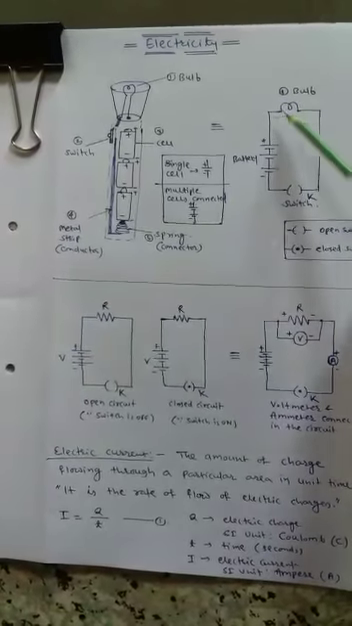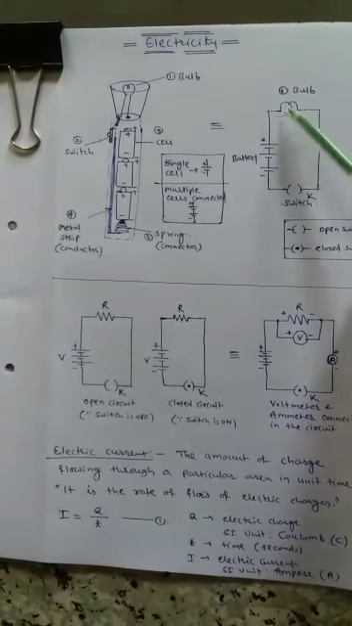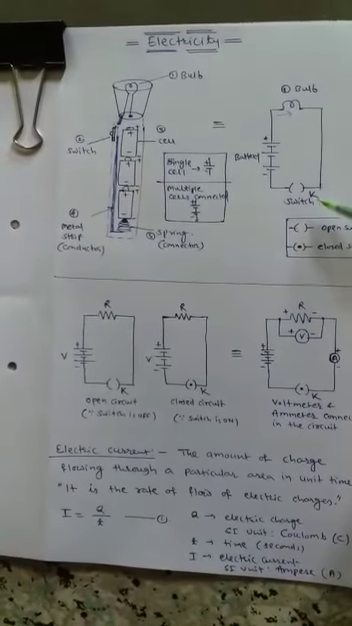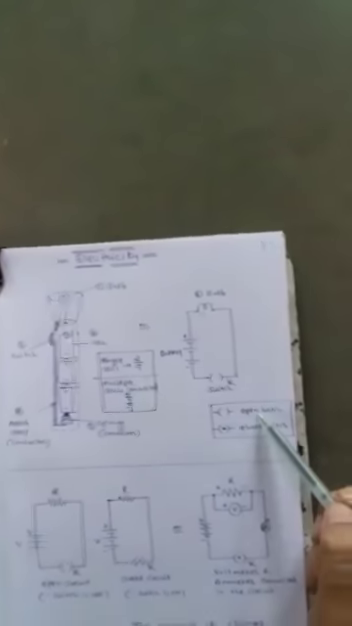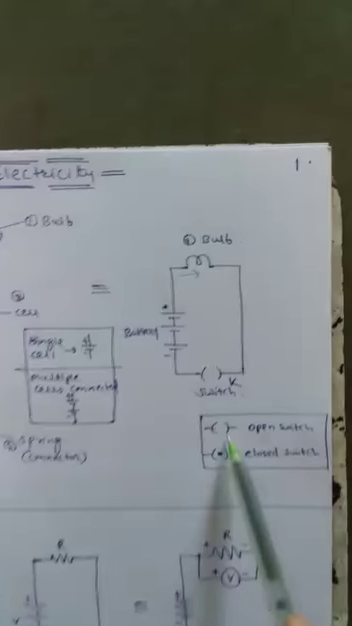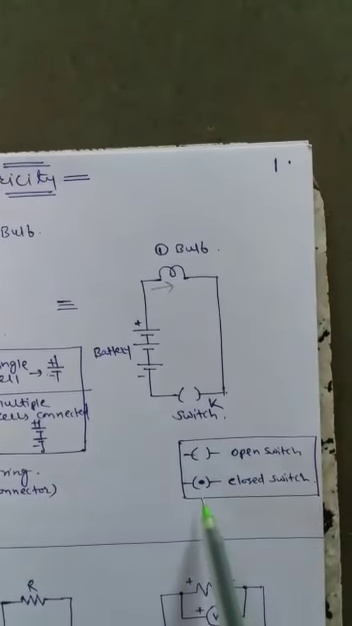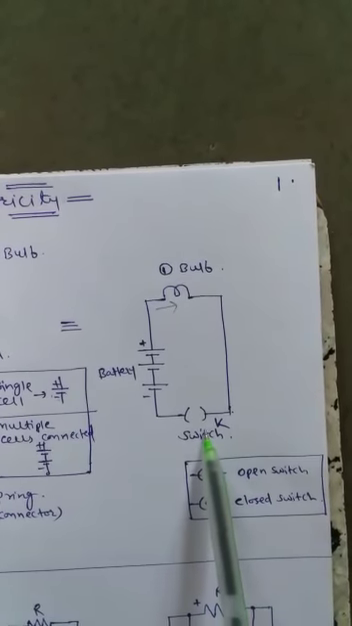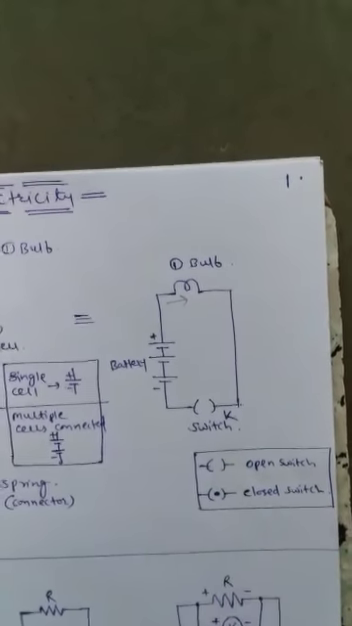Then here we are showing the bulb. This is the symbol used for the bulb, and then we have a switch, which has another name, a key or switch. Here I have shown two symbols for the switch. If it is open, we show it in this form. If the switch is closed, we put a dot inside it. So this is termed either a key or a switch.